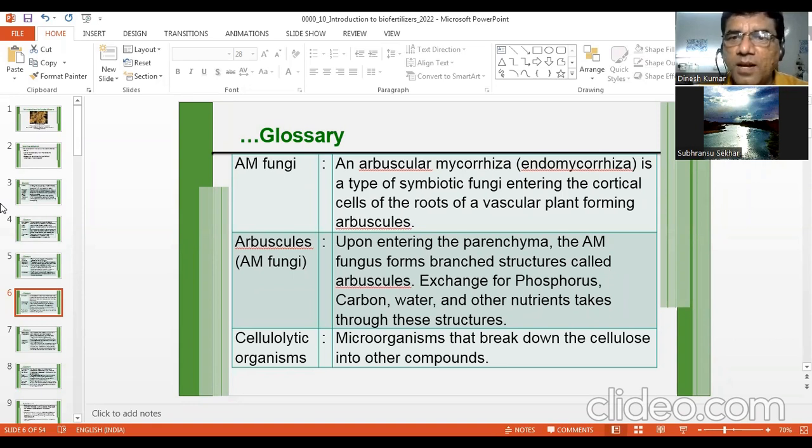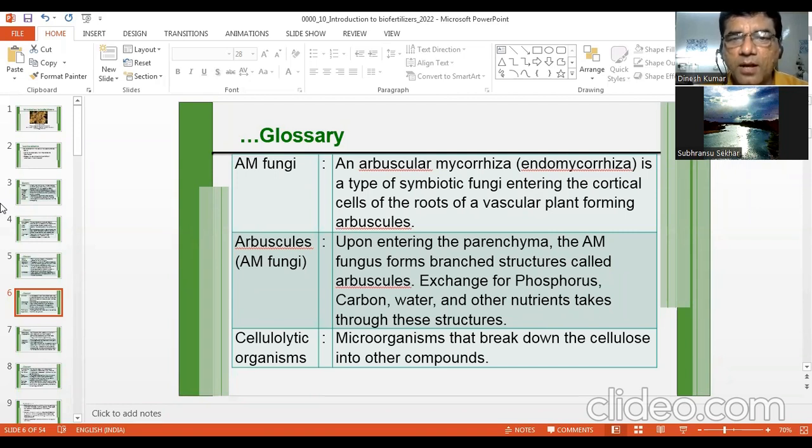This is one. And secondly, with AM fungi, half or a significant growth is inside the plant. However, with ectomycorrhiza, the fungal growth is mostly on the surface of the roots. And then AM fungi have some structures which are called arbuscules. Arbuscules, today we will see what arbuscules are.